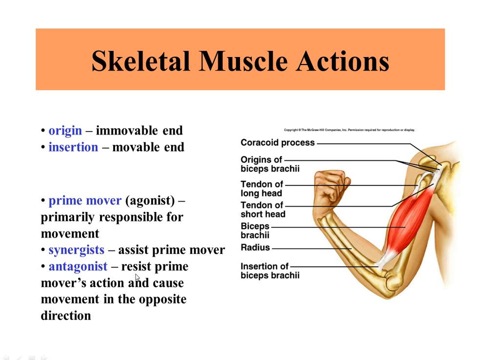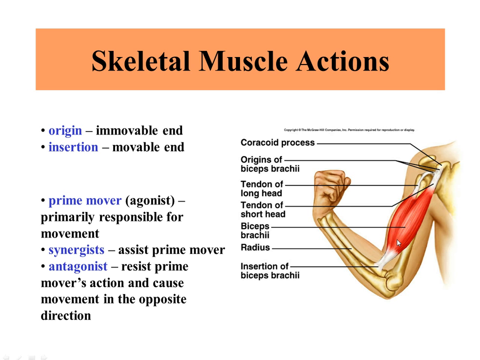The antagonist resists the prime mover's action and causes movement in the opposite direction. So you have a controlled flexion because you have this controlled lengthening of the triceps. So the triceps would be the antagonist.